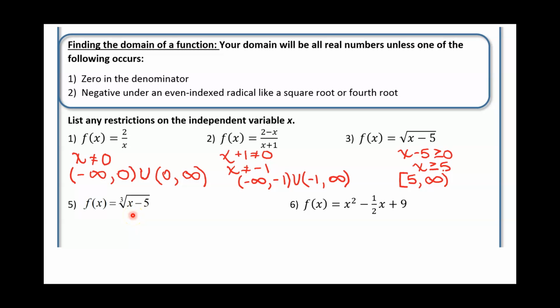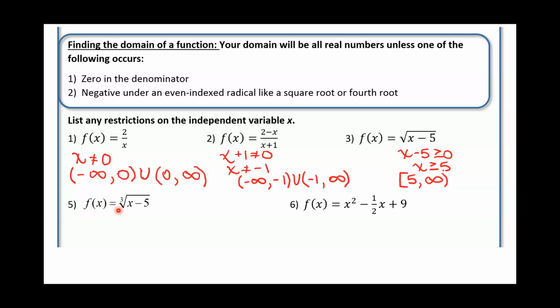So your domain is going to be all real numbers unless you get 0 in the denominator. Do I have a denominator? No. Or a negative under an even indexed radical. Do I have an even indexed radical? No. If you'll notice, that index is odd. Y'all, you can take the cube root of anything. Like the cube root of positive 8 is 2. The cube root of negative 8 is negative 2. The cube root of 0 is 0. There are no restrictions on a cube root.